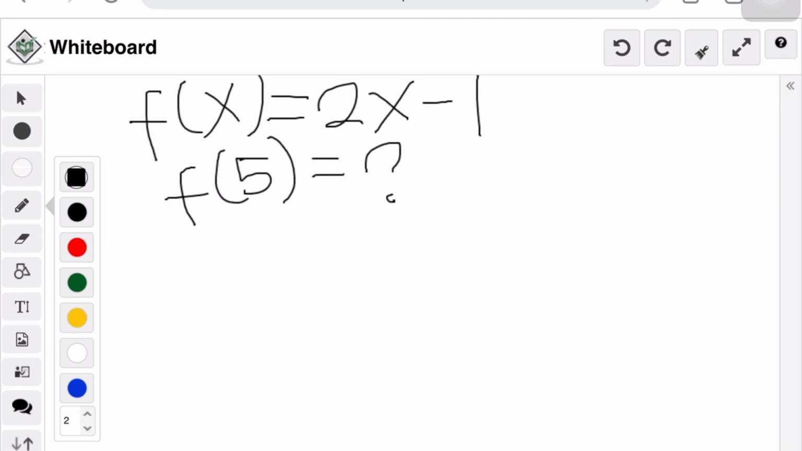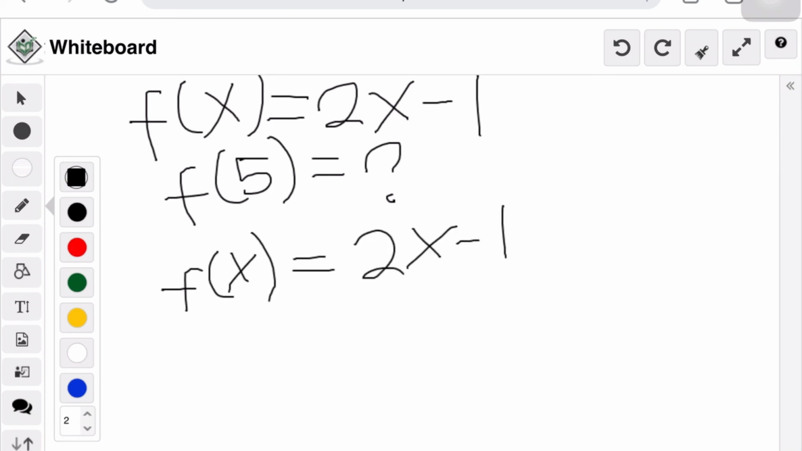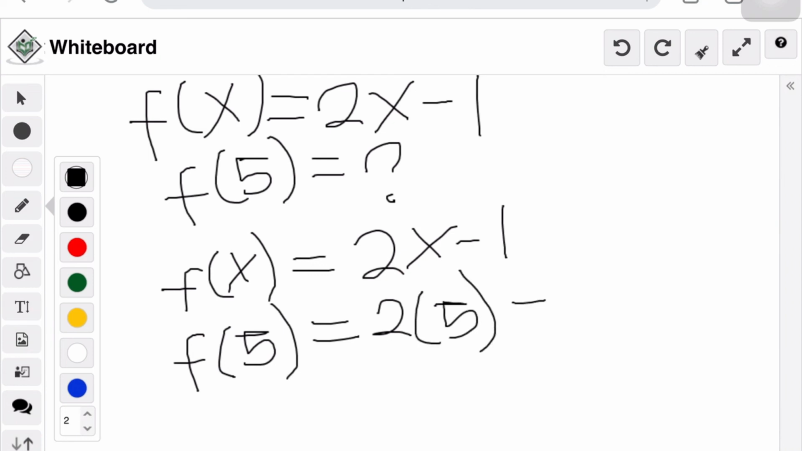In this problem, we will find the value of f of 5. So the first thing to do is copy. We will put again f of x is equal to 2x minus 1. We all know that if the given is f of 5, the value of x is 5 in this problem. So we will just put 5 here, 2 times 5, minus 1.